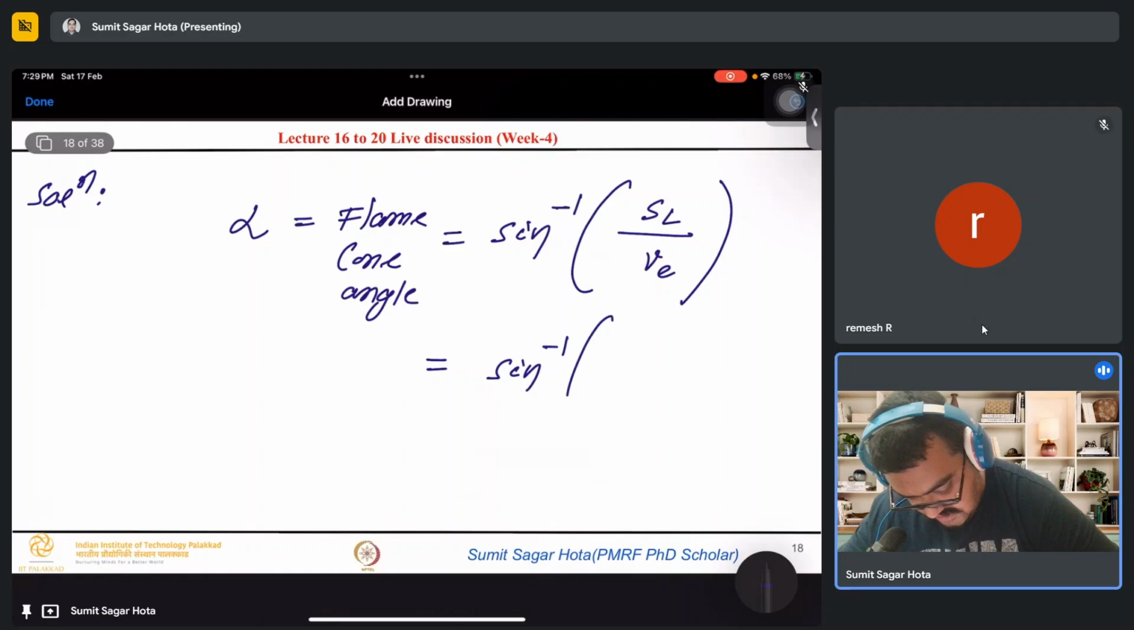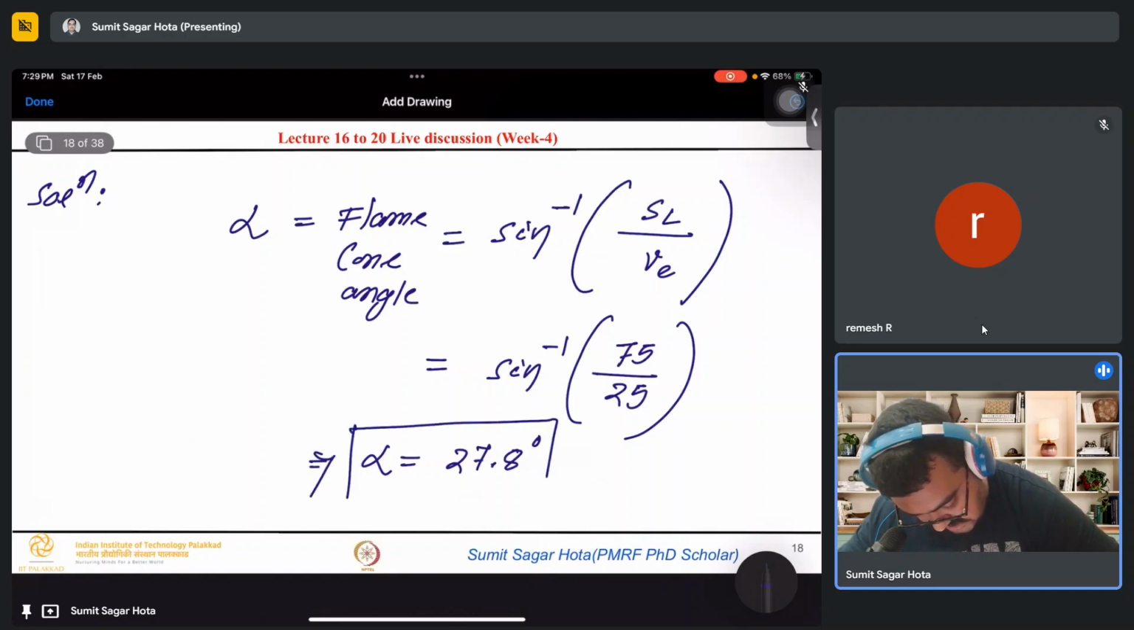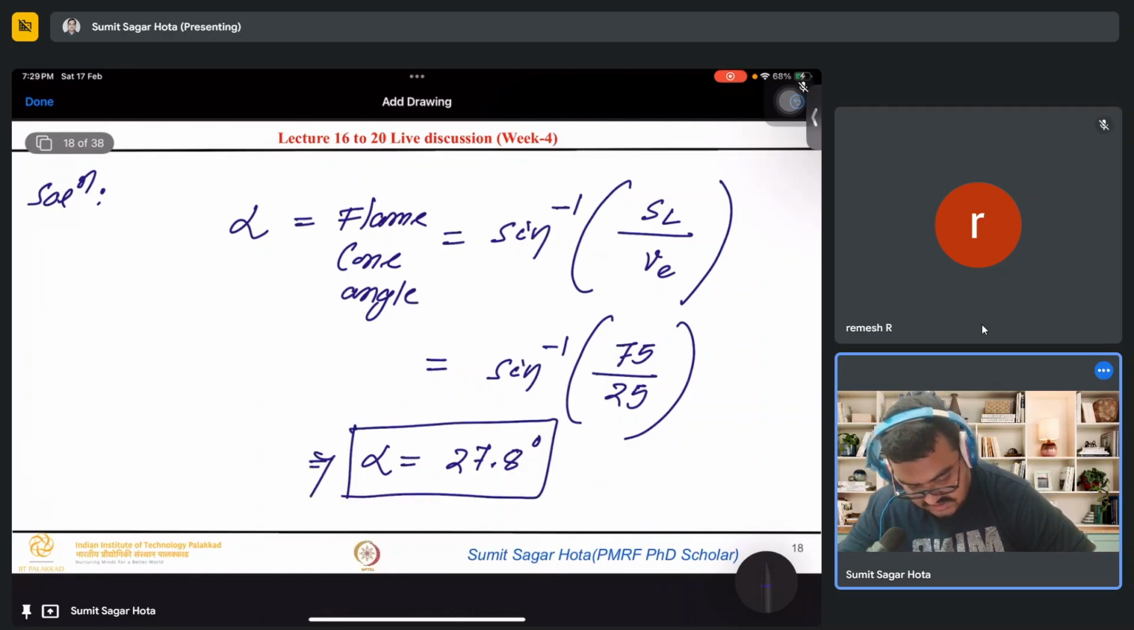This derivation, all of this, I think is already there in your lectures. You can check that. 75 by 25, that is some 27 point something. Remember this is in degrees, so directly the answer will be in degrees. This simple question can be asked in your exam. Very simple.